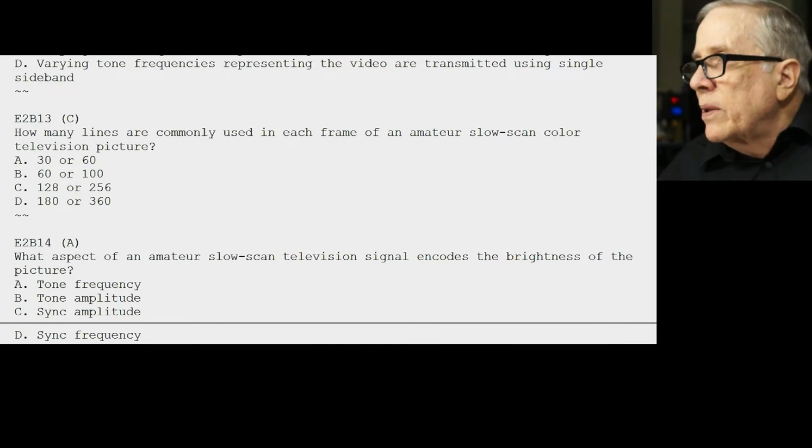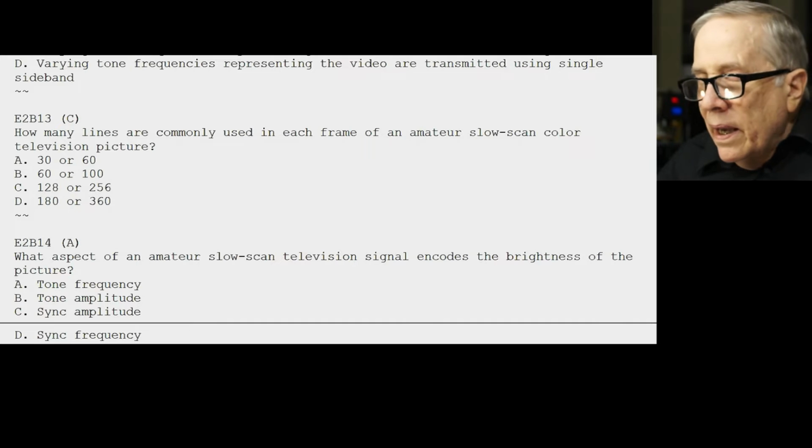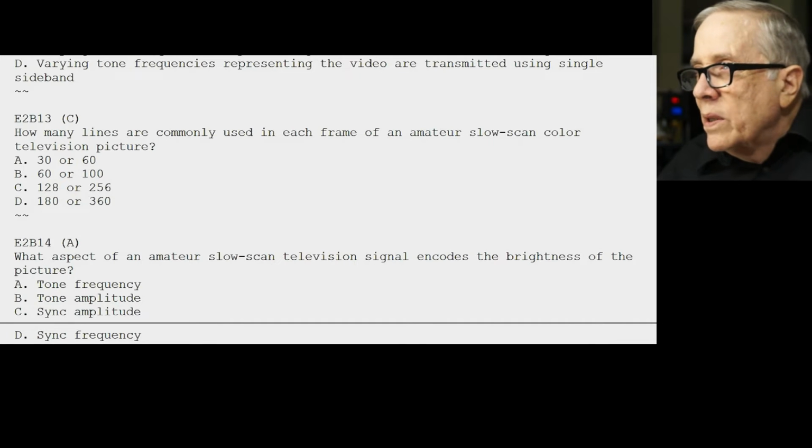E2B13. How many lines are commonly used in each frame of an amateur slow scan color television picture? And the answer is there are 2 groups. One is 128 lines, the other is 256.